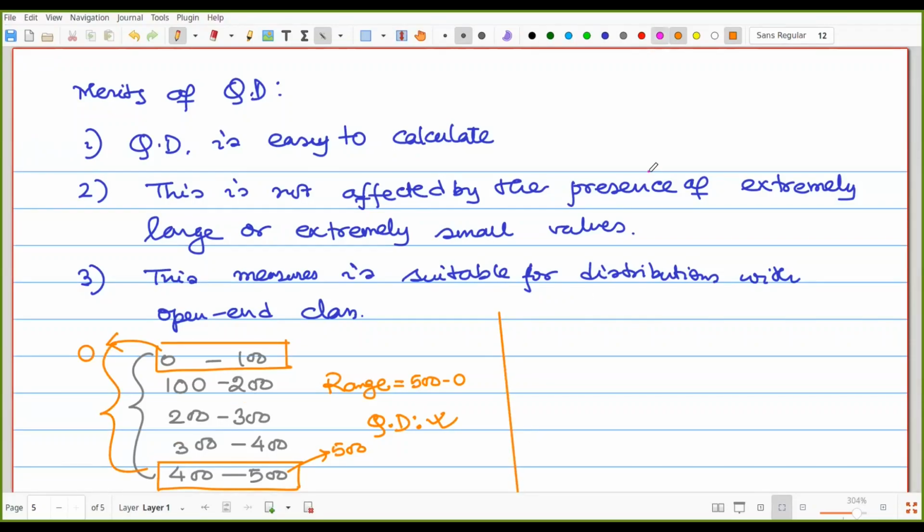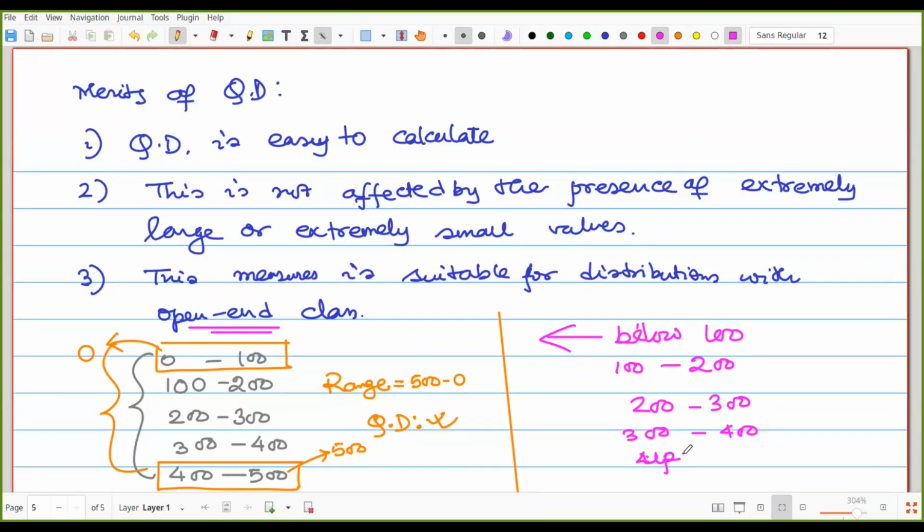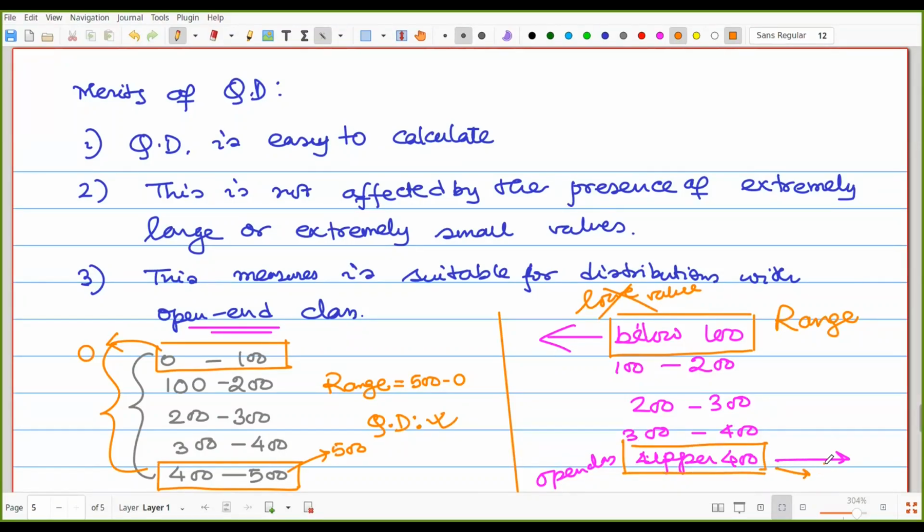Now suppose another set of classes has been given. That means below 100, the lower class has an open end. So below 100 it may be anything. Then from 100 to 200, 200 to 300, 300 to 400, and upper 400, that means greater than 400. So that is another open class. In that case, when below 100 is given, we cannot find out the range because there is no lower value. Same as the highest class, we have no upper value. So range is not possible, but quartile deviation is possible here.